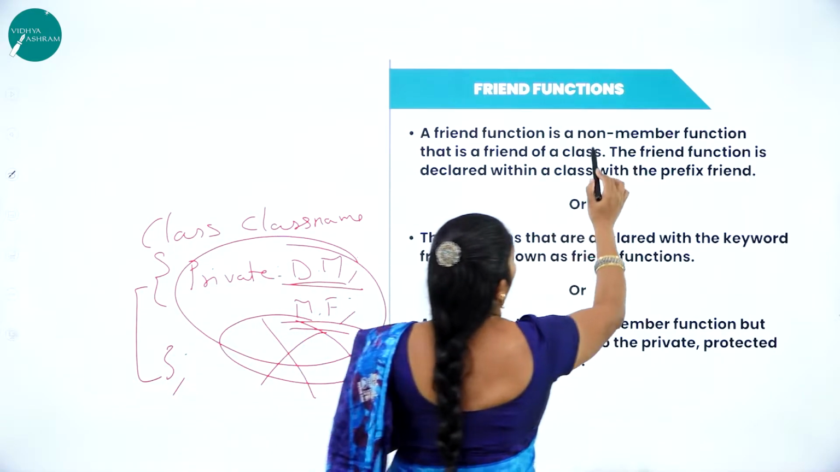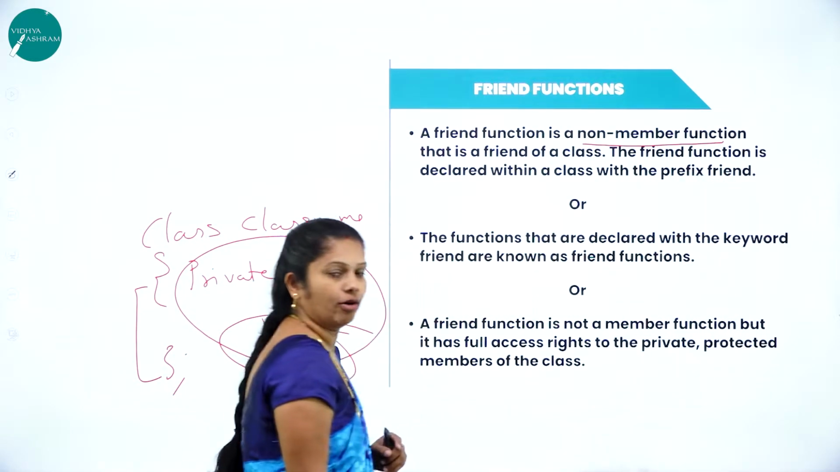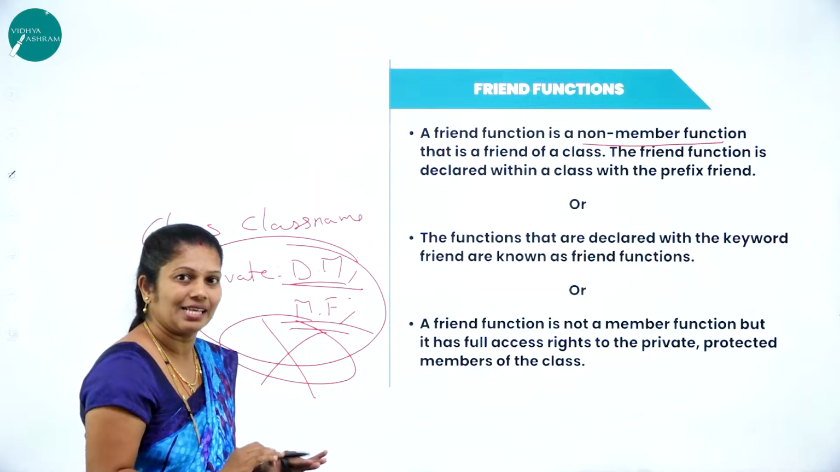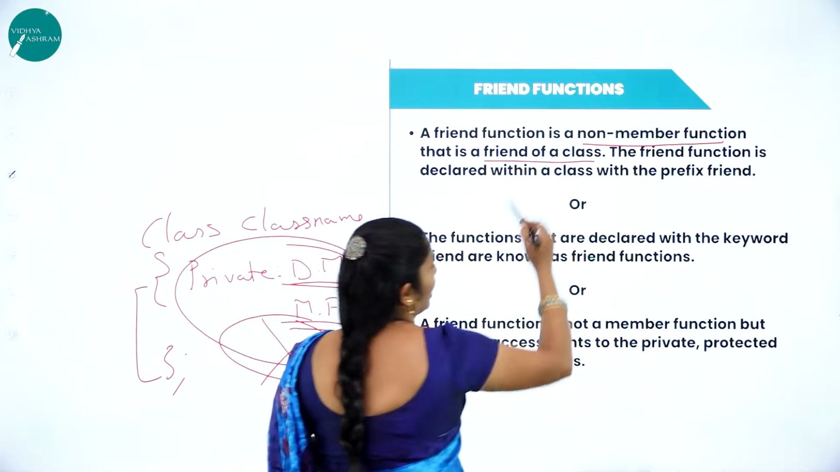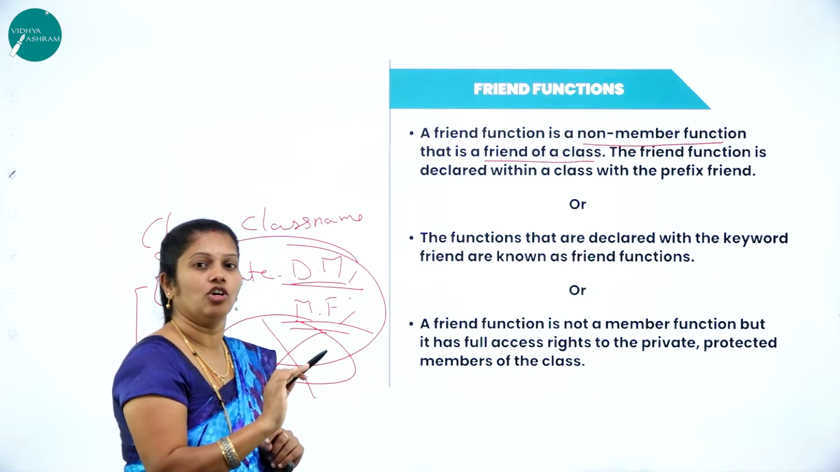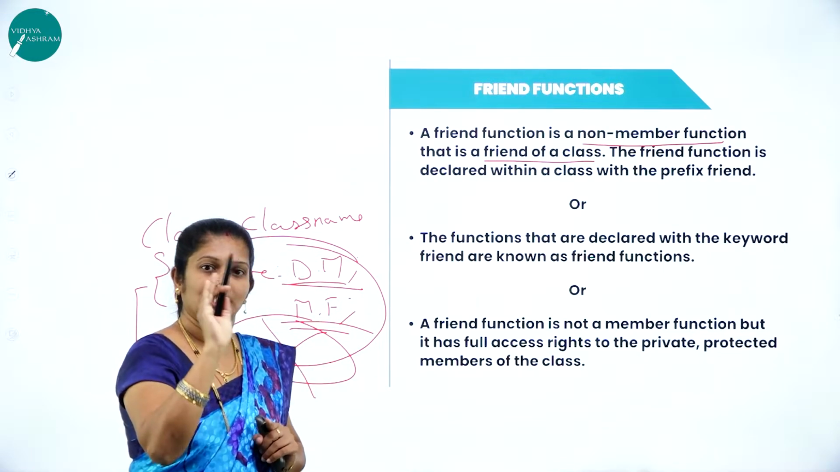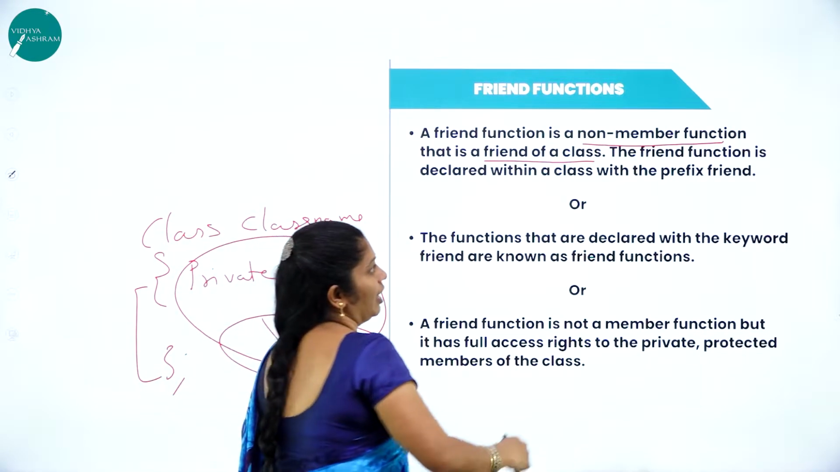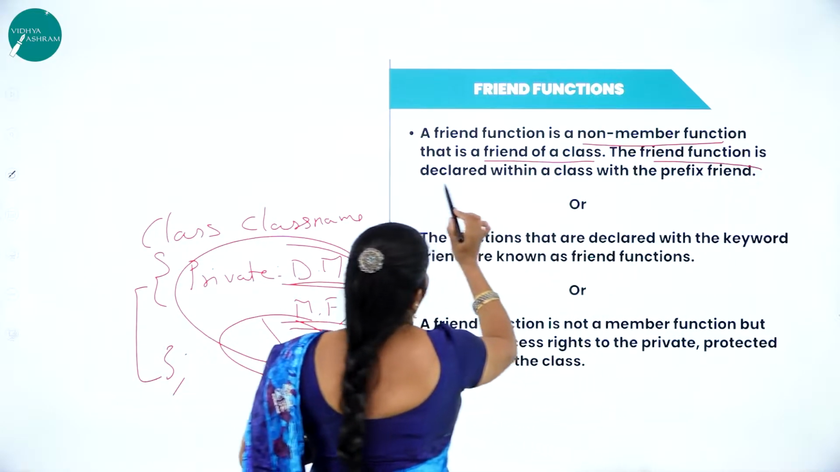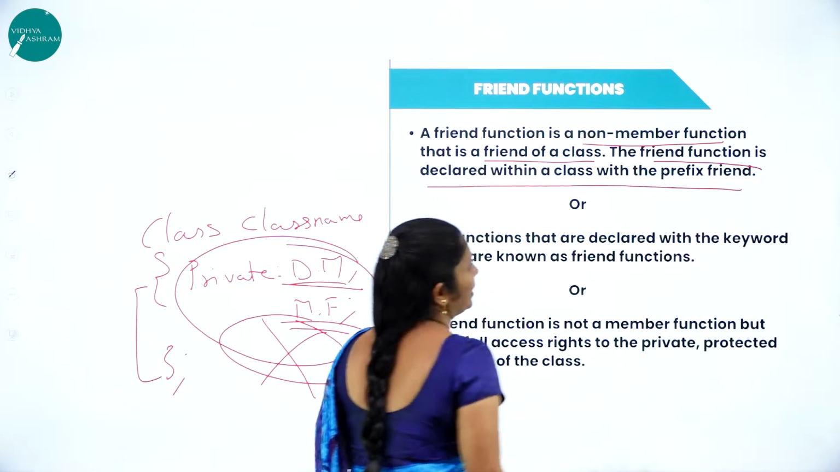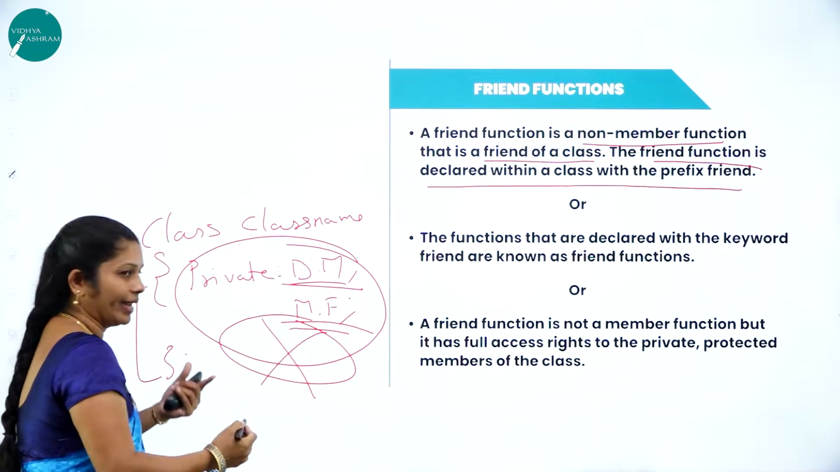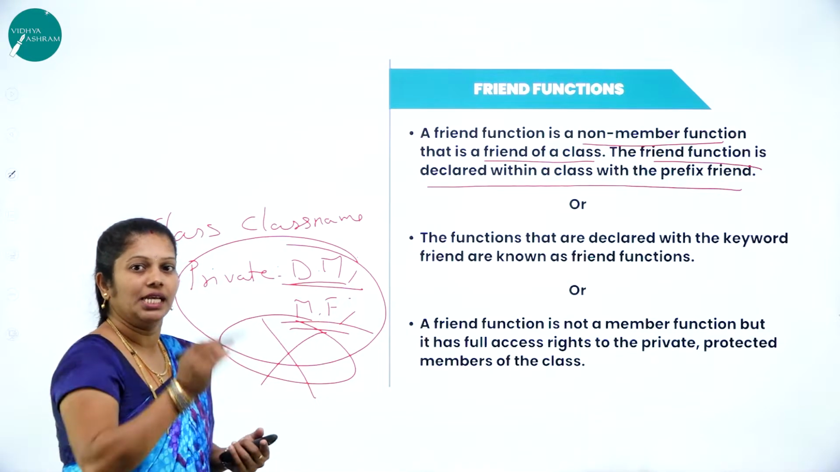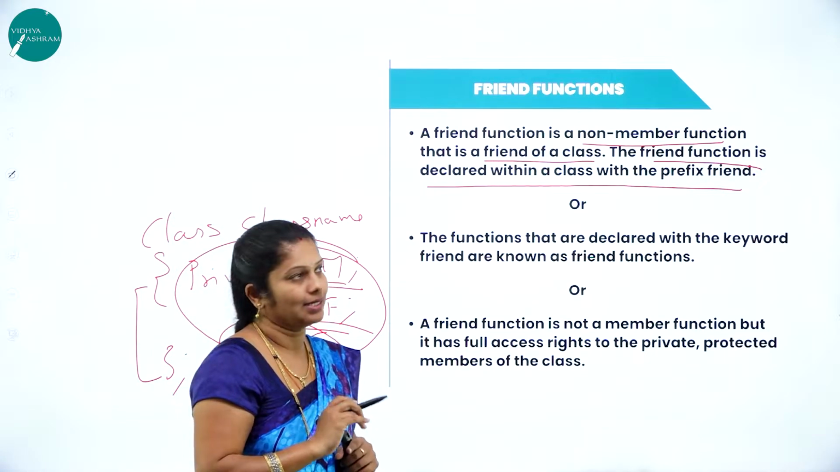Friend function is a non-member function. Already I told you it does not belong to a class. It is a non-member function, that is a friend of a class. It is just a friend. It does not belong to the family members. It is just a friend of a class. A friend function is declared within the class with the prefix of friend. Before writing that function, we have to mention it as just a friend of a class.